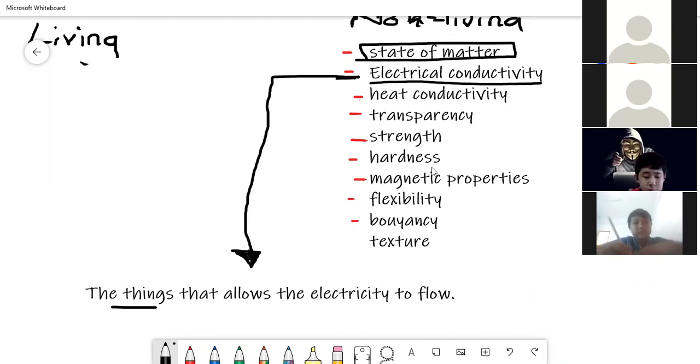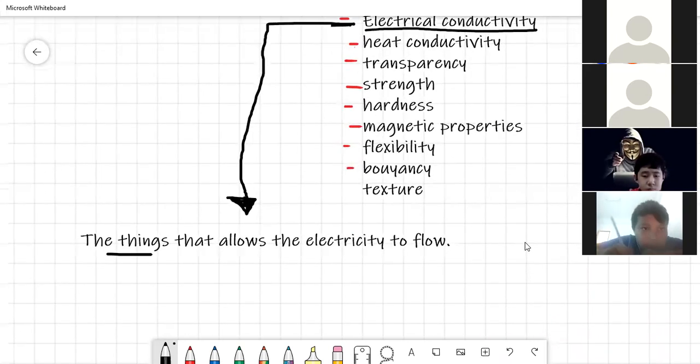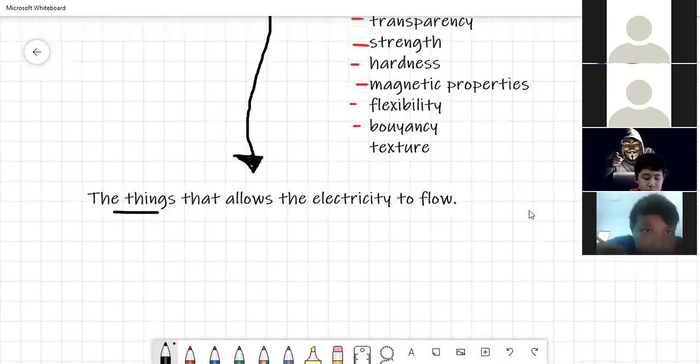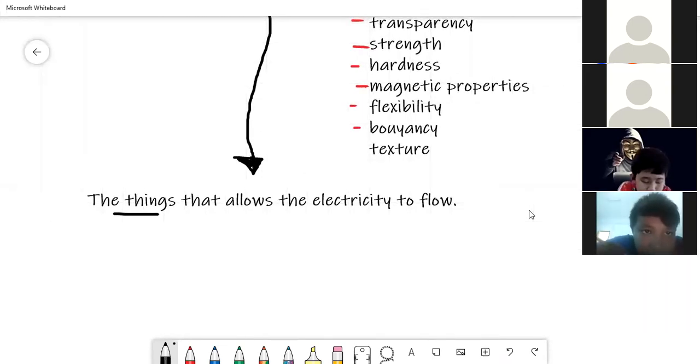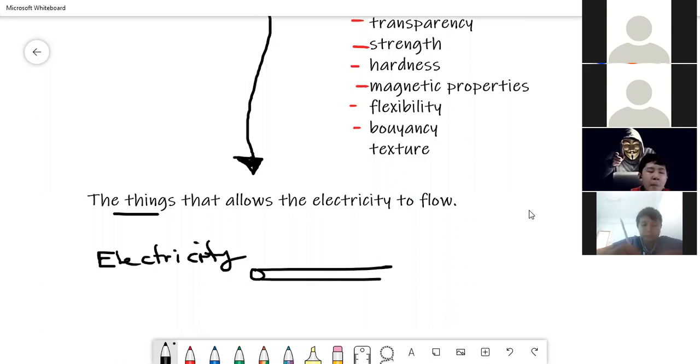What do you mean by electricity? Electricity, what does it mean in Thai? ไฟฟ้า, meaning the electricity. What is electricity? The electricity can flow. So from here, for example, electricity will flow, then short.